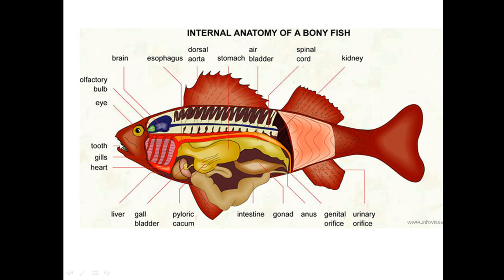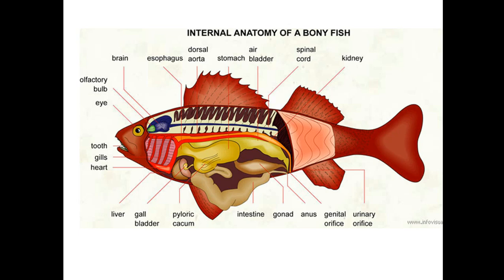From there it passes through the esophagus and then the stomach, pyloric, and then the liver is there. Then you can even see the intestine. Can you make out the intestine? And the intestine in fishes is a very interesting thing which I have to tell you.